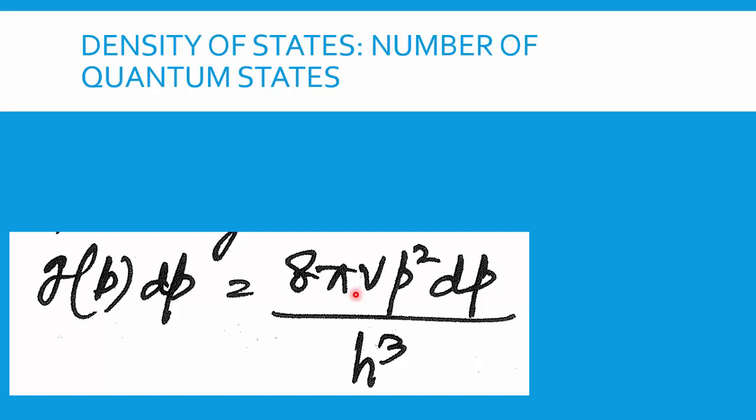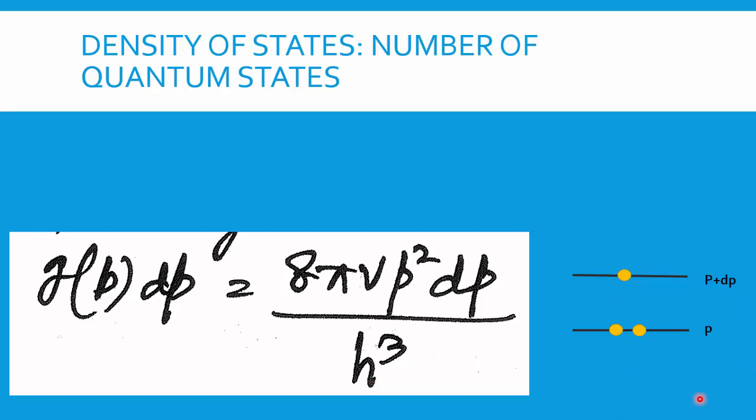What does it mean? It means that on the right hand side, as the momentum value changes, the number of quantum states changes. 8 pi V, the volume, is constant, and h is Planck's constant, that is also constant. So let me explain this formula. But before that, I want to tell you what a quantum state is.